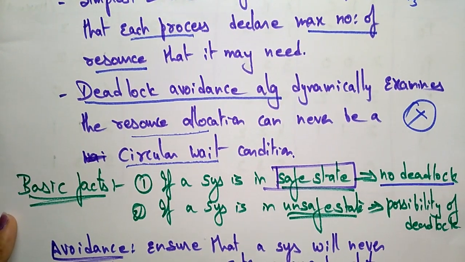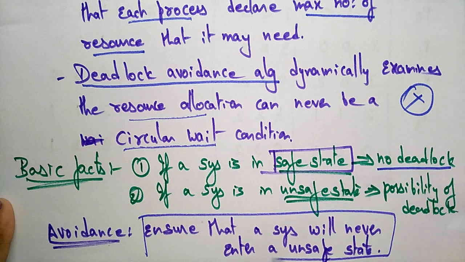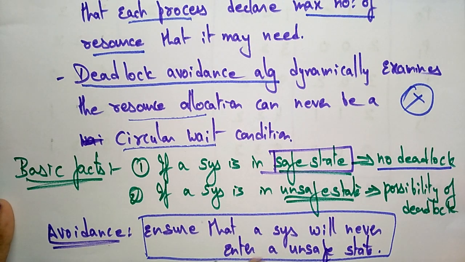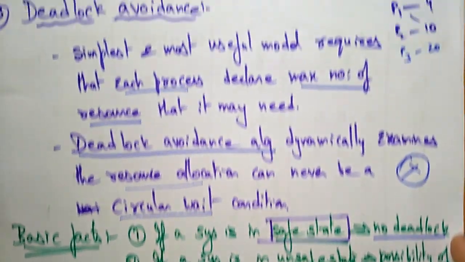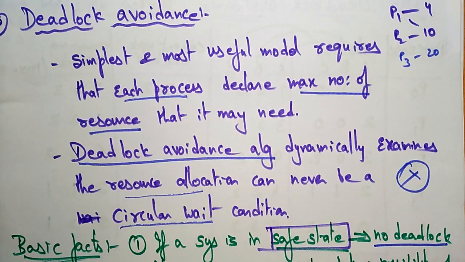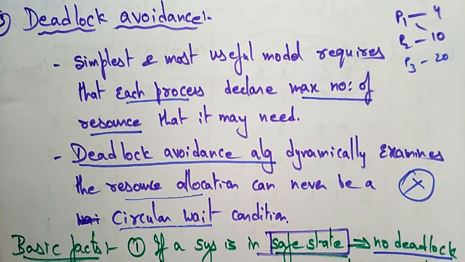So avoidance ensures that a system will never enter an unsafe state. We have to take care and ensure that whatever system we are using will never enter an unsafe state. The main thing to avoid deadlock is to keep our system in a safe state. If you maintain your system in a safe state, it never leads to deadlock. So that is one method to avoid the deadlock. This deadlock avoidance can be explained by using Banker's algorithm. Now let us see what this Banker's algorithm is.